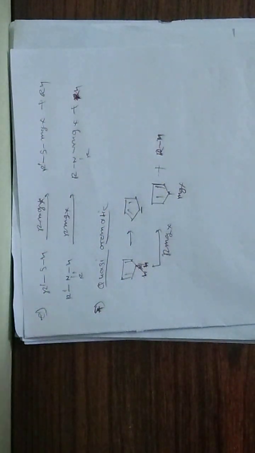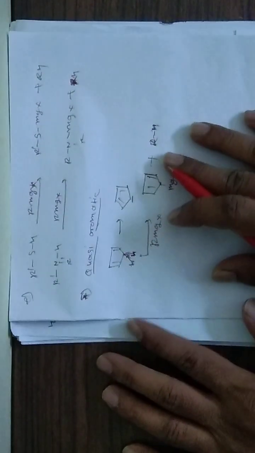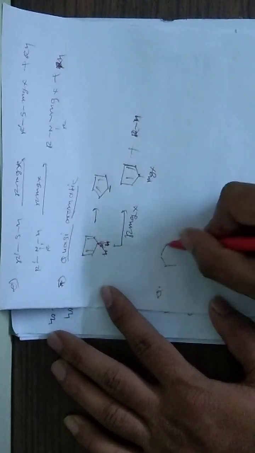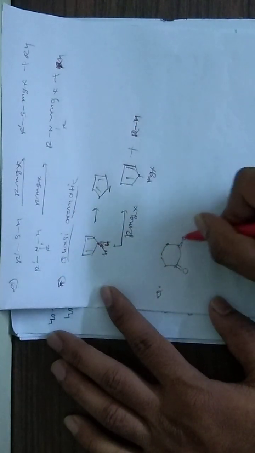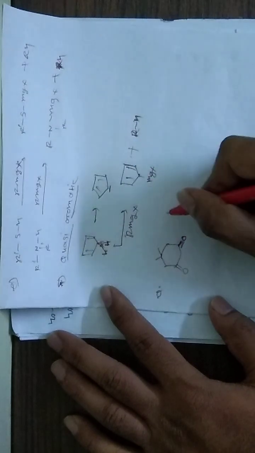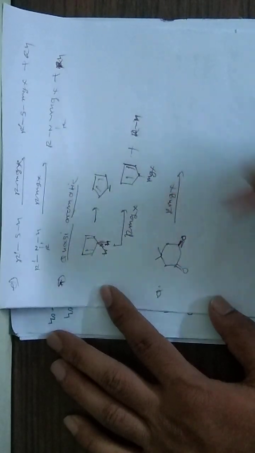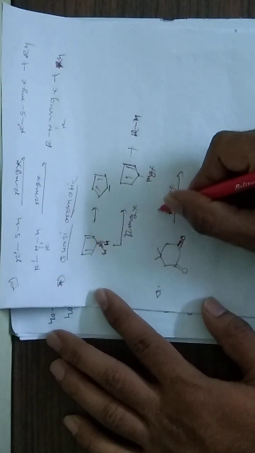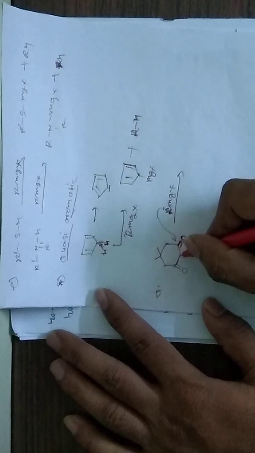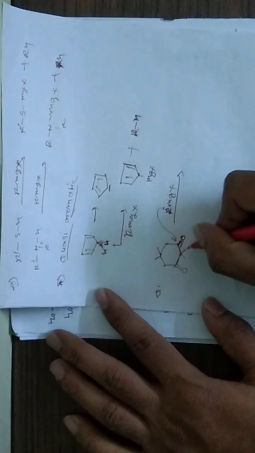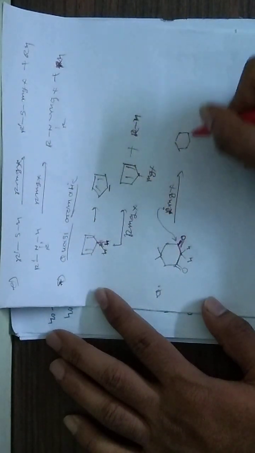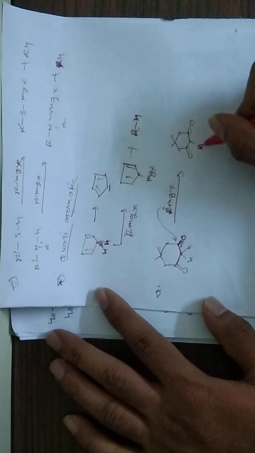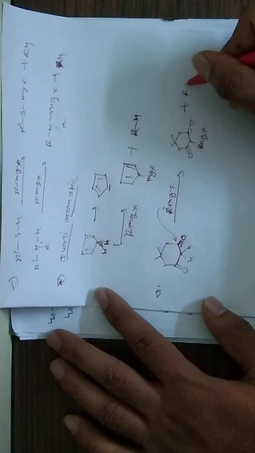Now I will give one example. Please tell me quickly, if this is the compound and I added RMgX, how will this react? This R minus will attack, or see carefully here, this is the active methylene compound, so this will react as a base with that compound and form RH.